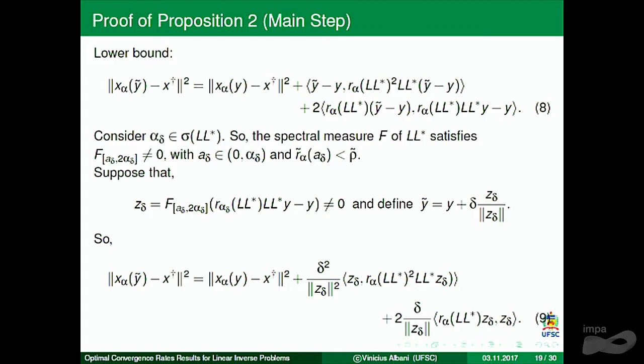The main problem is to prove the lower bound, because we need to find a particular y tilde that depends on this z delta, which is defined by this. So f is in the spectral resolution of L star. That's why we must find this alpha delta in the spectrum and take this A delta in this interval so that this operator is not 0. So that's why z delta must be non-zero, so that everything works.